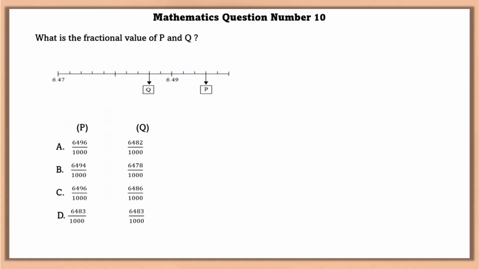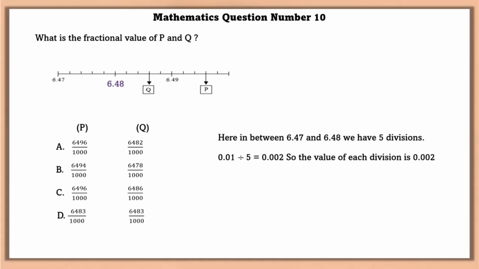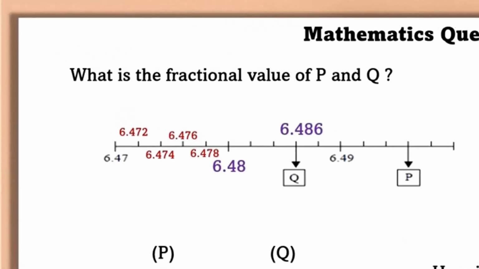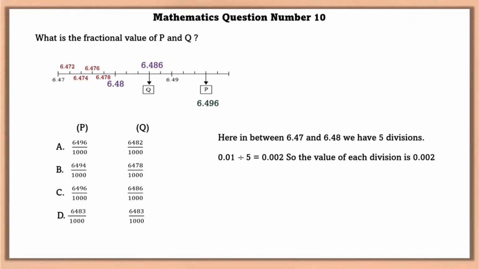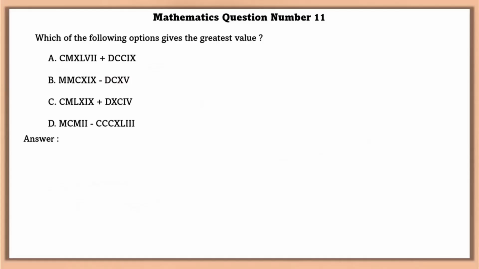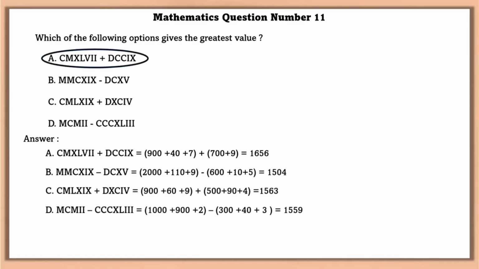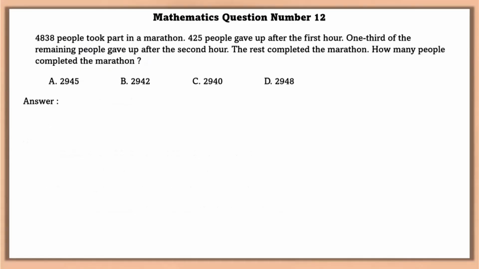Mathematics question number 10. What is the fractional value of P and Q? Here in between 6.47 and 6.48, we have 5 divisions. So the value of each division is equal to 0.002. So substituting the values of these, we can get the value of P and Q, that is corresponding to the C option. Mathematics question number 11. Which of the following options have the greatest value? As you can see here, A has the greatest value.